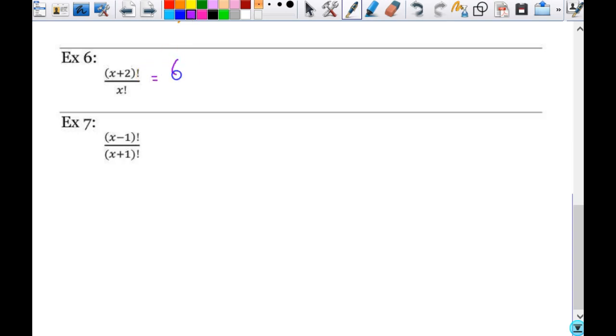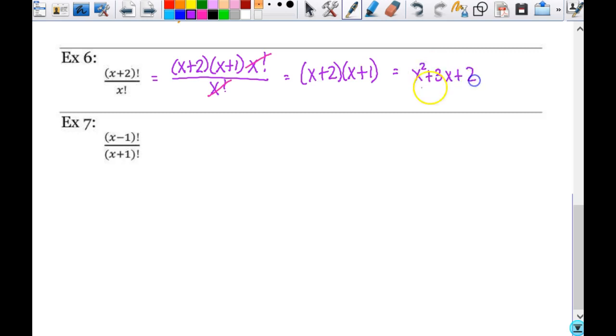So I expand the numerator until I can match the denominator. So it's x plus 2, and then the one before it is x plus 1. And then the one before that is x, and that matches my denominator. I can cancel those out. So that leaves me with x plus 2 times x plus 1. And then that's going to give me x squared plus 3x plus 2. Okay, everybody okay with that?